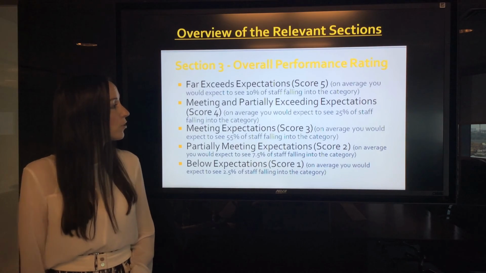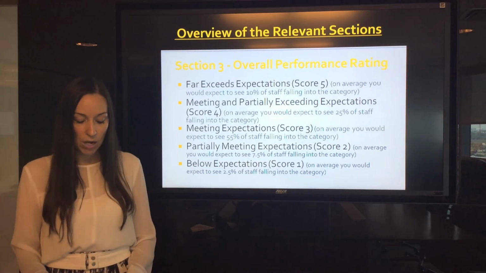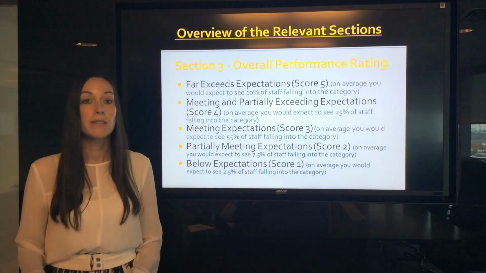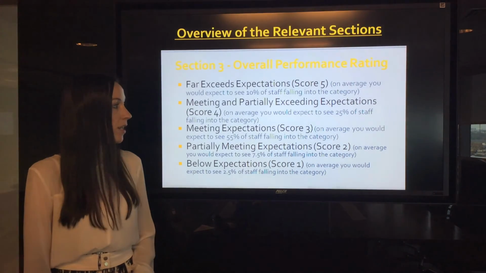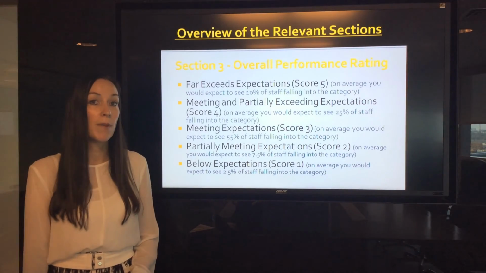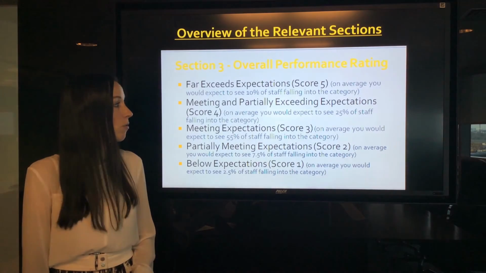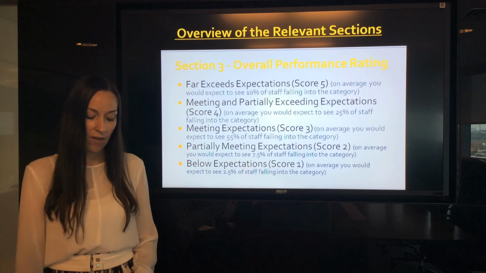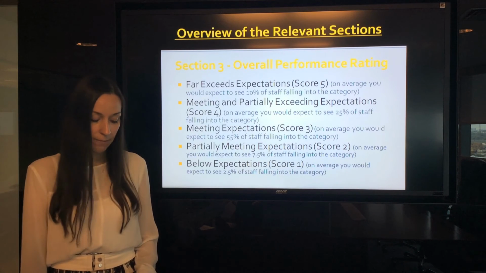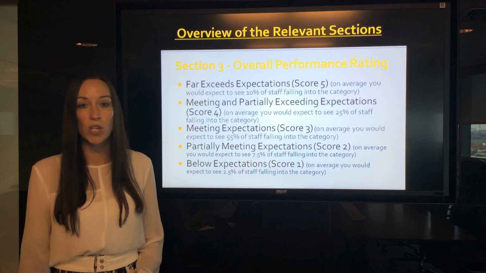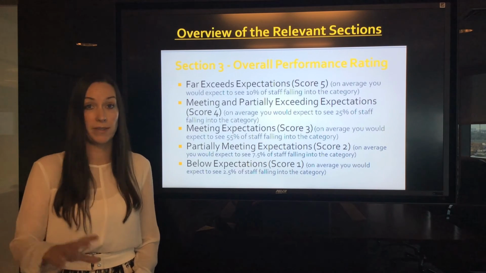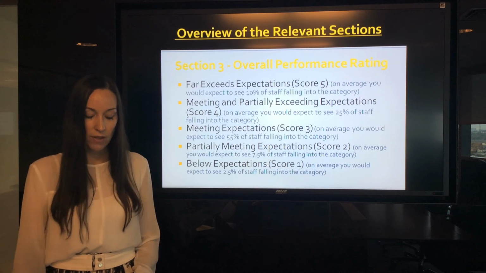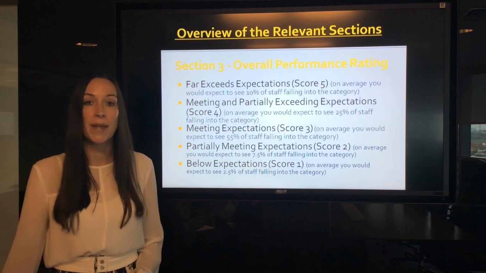Okay? A score of 4 is meeting and partially exceeding expectations. Now, again, on average, you would see slightly more people falling into this category. So we would look for about 25% of our workforce to be scored a 4. Now, what a 4 means is that they have exceeded their overall performance standards. They have exceeded the performance objectives in key aspects, so some, but not all. And they have required less support than expected or planned from their manager in their role.